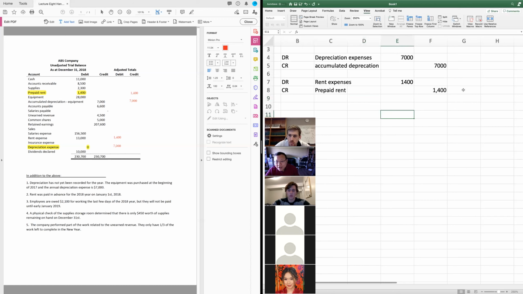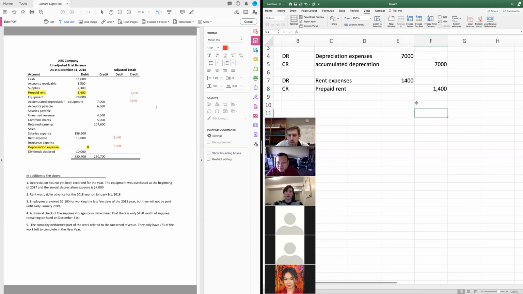So after this journal entry, our objective is to make prepaid rent 0, right? Because you prepaid for 12 months, and now 12 months have passed. Everything you paid should be expenses already. So by this entry, we make the prepaid rent account have a balance of 0.